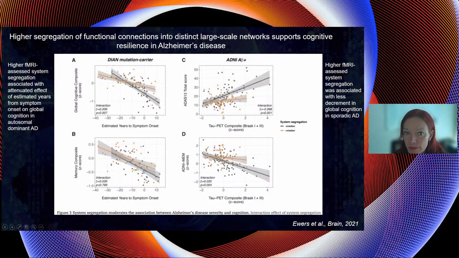And you can see that those participants in orange with higher segregation show an attenuated effect of estimated years to symptom onset on global cognition compared to those with lower segregation. So this is in autosomal dominant AD. And in patients with sporadic AD, they show that those with higher segregation also show less decrement in global cognition compared to those with lower segregation.